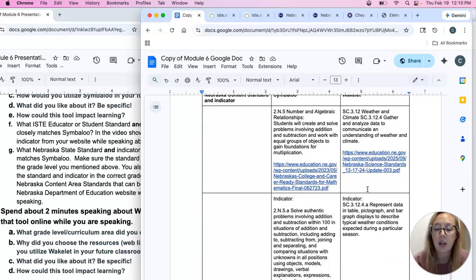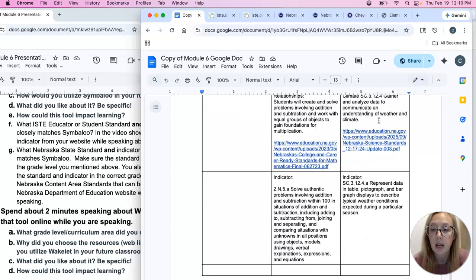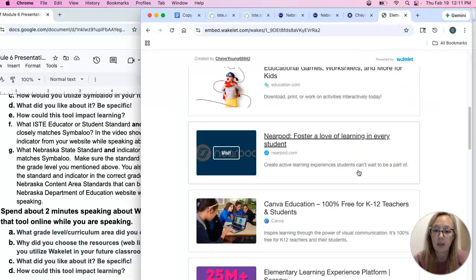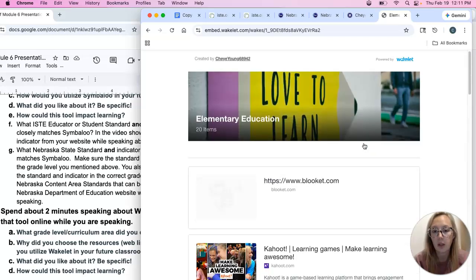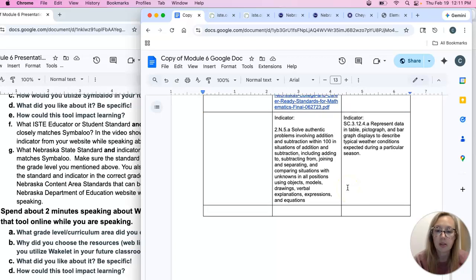And then my Nebraska content standard is SC 2.1 or SC 3.1.2, weather and climate. We can represent data in tables, pictographs, and displays, and you can put weather conditions on here and like a weather thing. So I thought that would be really cool to add into my Wakelet as well, to be able to have them do their research on the weather and stuff like that.